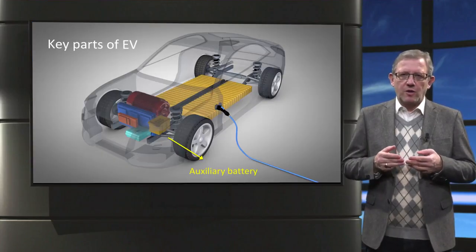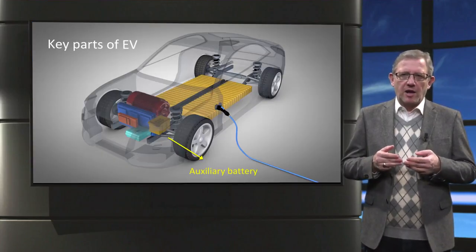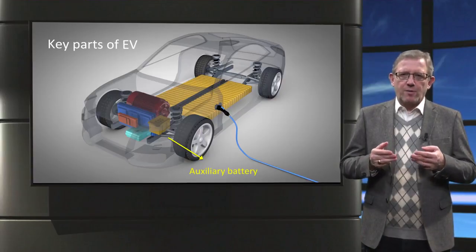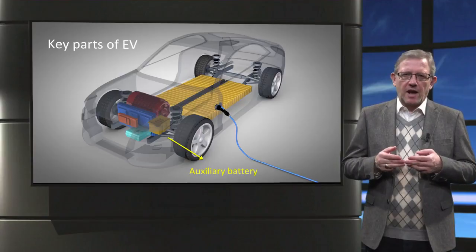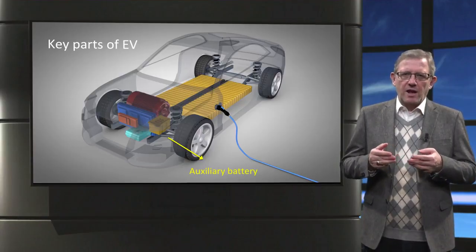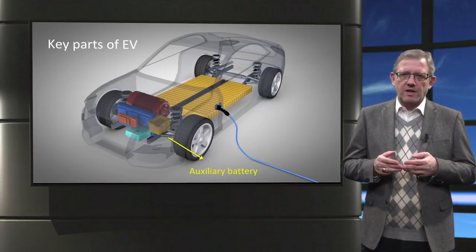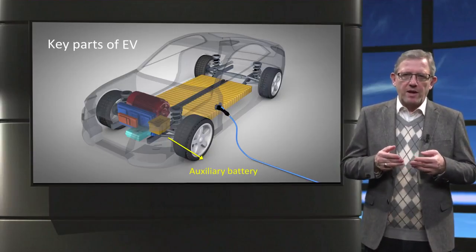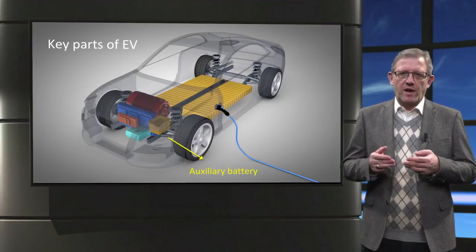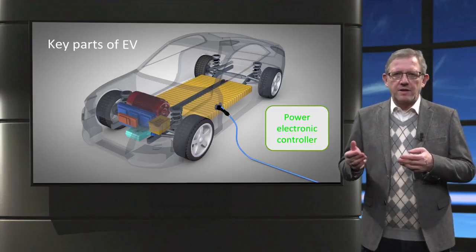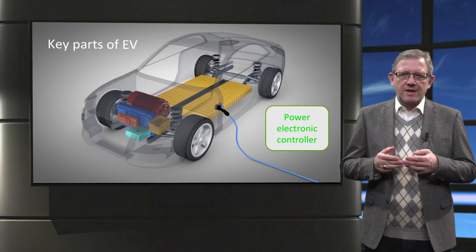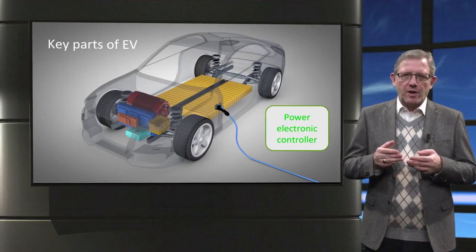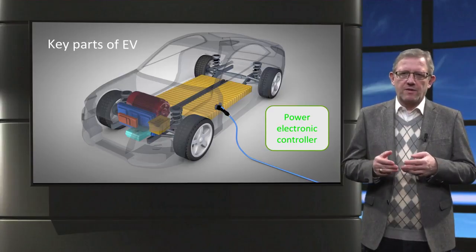Finally, the last 2 key parts of an electric car are the auxiliary battery and power electronic controller. The auxiliary battery provides electricity to start the car before the traction battery is engaged and also powers the vehicle accessories. The auxiliary battery is usually 12 volt for current vehicles, but may be increased to 48 volt for future vehicles. On the other hand, the power electronic controller directly controls the different power converters and hence indirectly the operation of the battery, motors, and the vehicle.